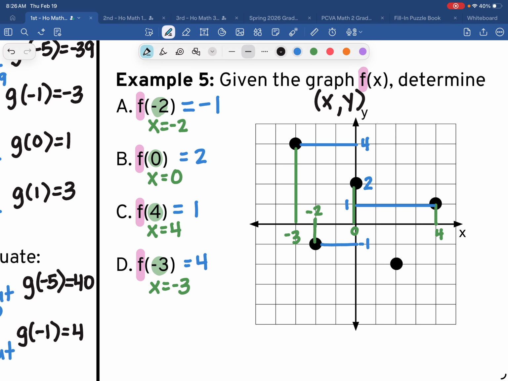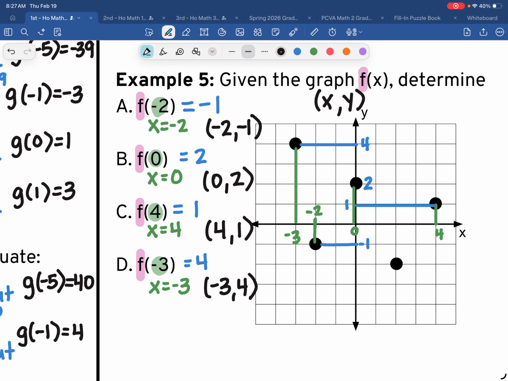Now, ultimately, I can write these as points. If I know the x and the y, that means that this point right here is -2, -1, which is exactly, if I go to -2 and then -1, that's that point. This point is going to be 0, 2. This point is going to be 4, 1. And then this point is -3, 4. So again, make sure you pay attention to the name, and whatever number is in the parentheses is the input or the x value that you're looking at to find the y value or the output.